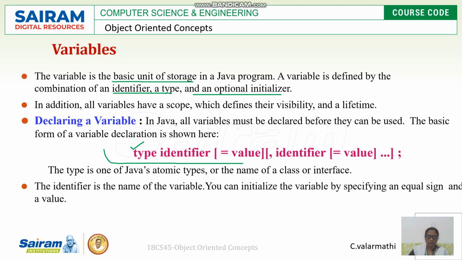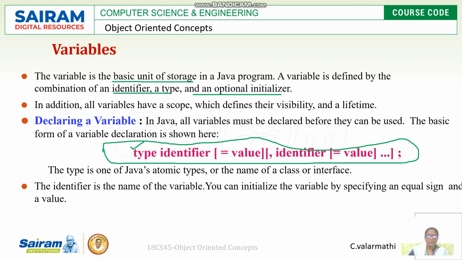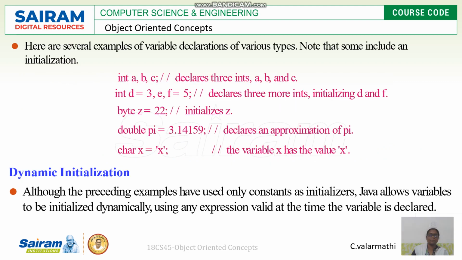Very simple common syntax: it starts with the data type, then the variable name and its value. The identifier is the name of the variable. Don't get confused, identifier is a new term, but it is nothing but the name of the variable. If you want to initialize, you can give any value to the variable, or else we can leave it with just the type and identifier. The first part is the type: whether it is integer, floating point, character or boolean. Then the variable name is the second part.